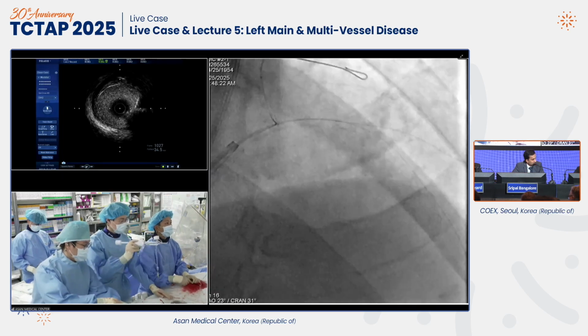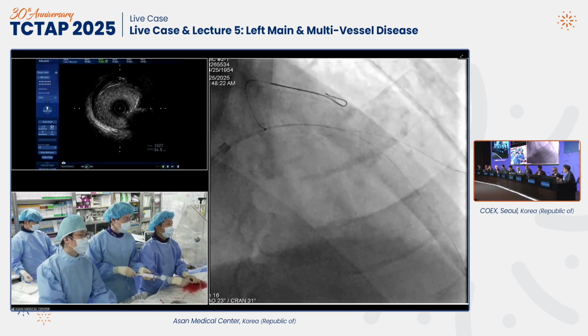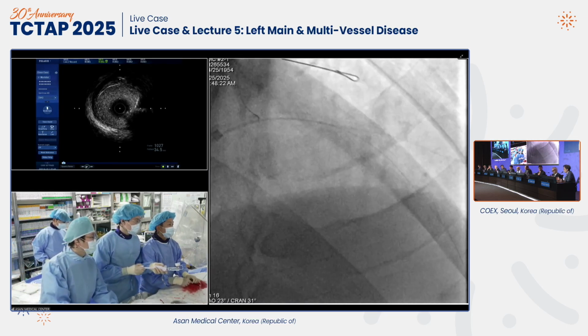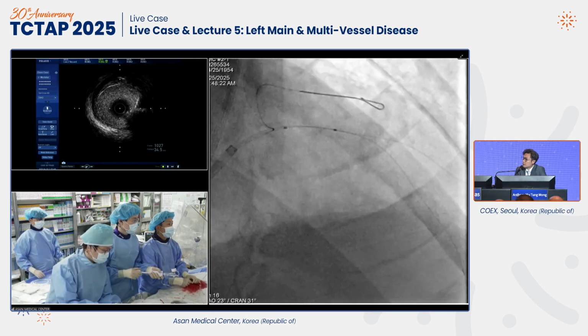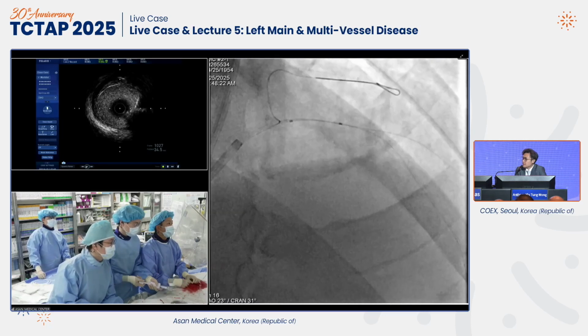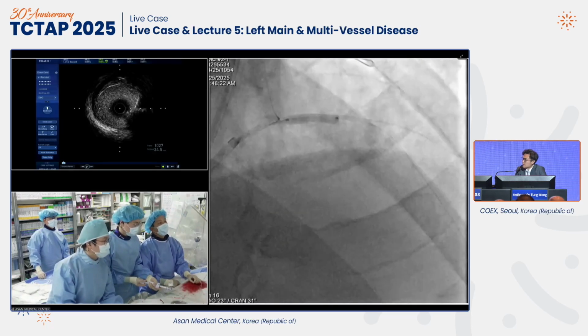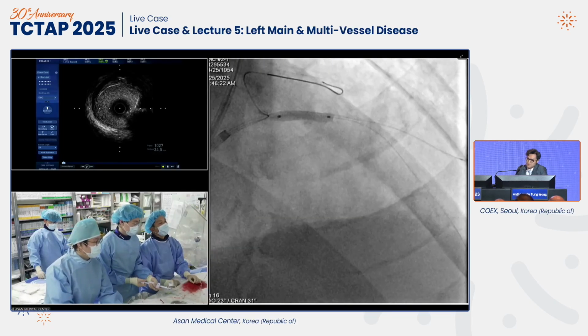So actually, my strategy would be, no doubt, upfront to stent the left main bifurcation. For the diagonal, maybe we will just use a balloon, kissing balloon, and see the effect. If it's patent, then I will just stent crossover, and at the end, I will do kissing balloon with DCB.